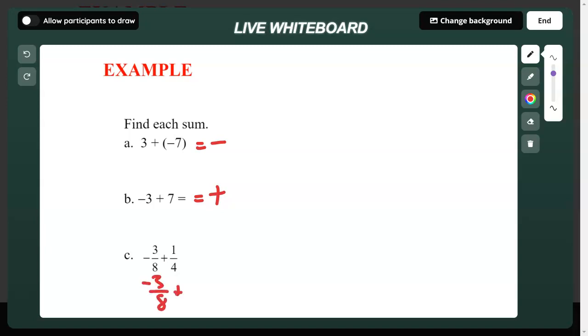There you go. Make sure that you have a common denominator before you compare the size of two fractions. You have that common denominator comparison, and we can clearly see that 3 is larger than 2, so we're going to end up getting a negative value. So 3 plus negative 7 gives me negative 4. Negative 3 plus 7 gives me a positive 4. And then negative 3/8 plus 2/8 gives me negative 1/8. All right? Easy peasy, lemon squeezy.